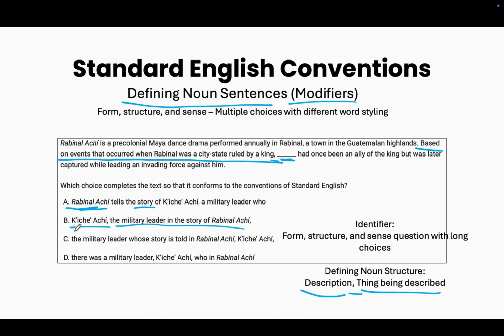Choice B: Kichi Achi, the military leader in the story of Rabban al-Achi. This is wrong. The description was about the story, not the leader. Choice C: The military leader. Again, wrong. It does not match the description. Choice D: There was. That doesn't even start with a noun or a noun phrase, so it's automatically incorrect. That leaves choice A as the correct answer.